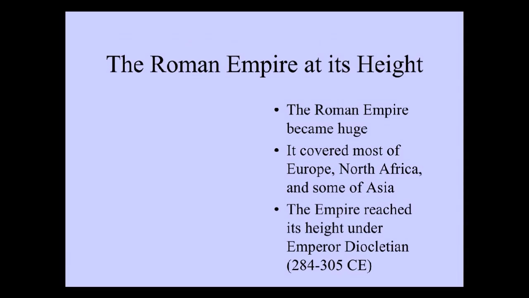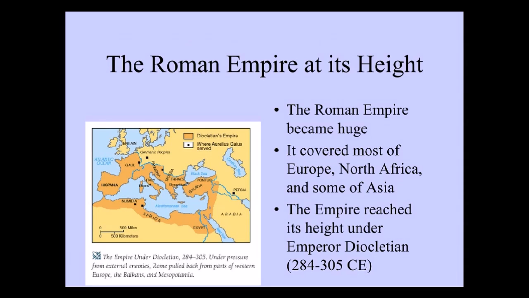Syria. And the empire reached its height under Diocletian in the 3rd century, 284 to about 305 CE, meaning the Common Era. It's a nice map of the Roman Empire at its height.